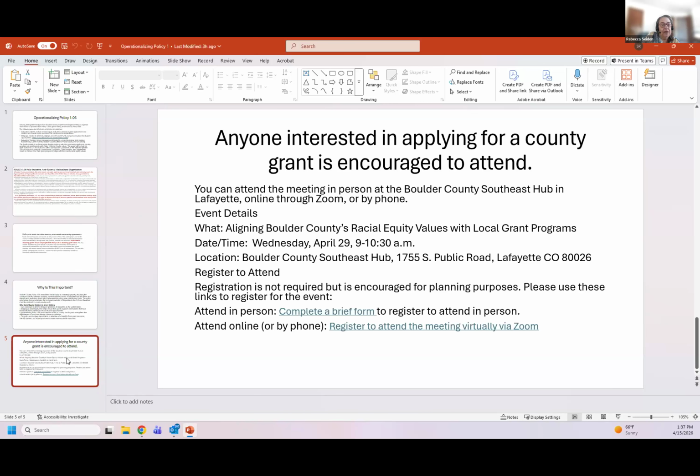I think that you'll get a lot of knowledge about why we are operationalizing this policy within Boulder County. And for one that has been working on it for the last year and a half, I'm very excited by this training and really looking forward to continuing this work in Boulder County. Thank you.